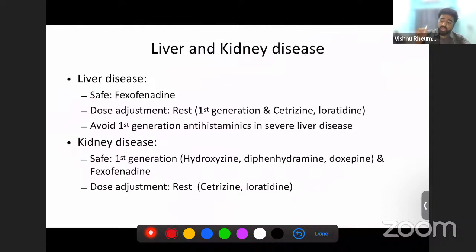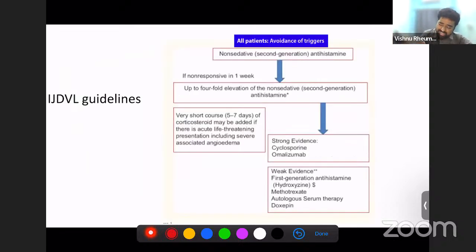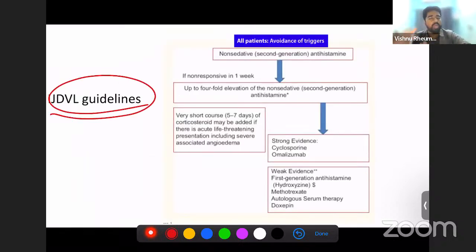So in your liver disease, kidney disease, this is something that you usually might not see, just remember, if it is liver disease, then first generation is to be avoided. If it is kidney disease, then safer is the first generation, and second generation will need dose adjustment. So liver disease, second generation better, and in your kidney disease, first generation is better. So these are your Indian guidelines. This is basically what is followed all over the world also, although here and there are certain guideline changes. So first measure is to avoid triggers.